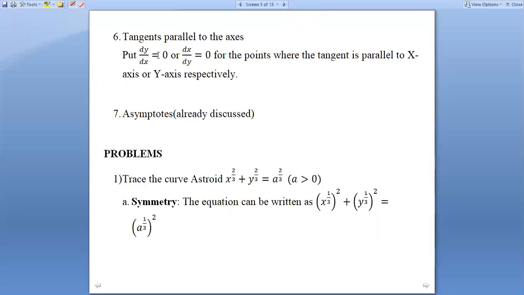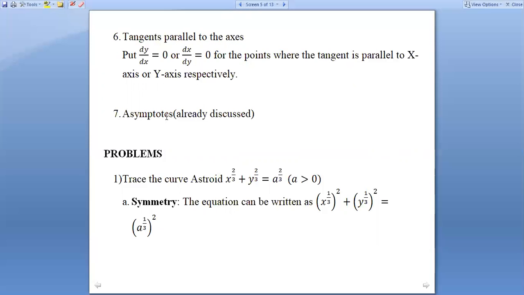So if you put dy by dx is equal to 0 and you find out at which point, at that point the tangent will be parallel to the x-axis. And if dx by dy is equal to 0 at a particular point, then at that point the tangent will be parallel to y-axis. And asymptotes, we have already discussed how to find the asymptotes, whether it is asymptotes parallel to the coordinate axis or the oblique asymptotes.